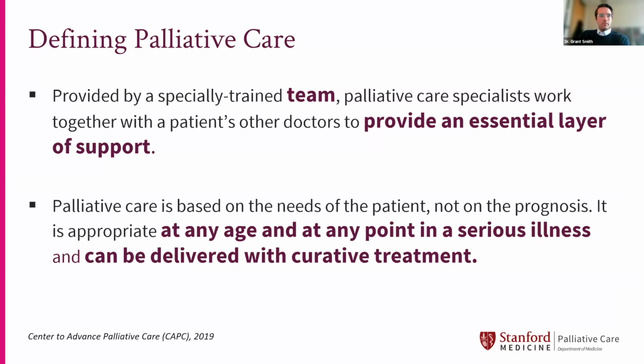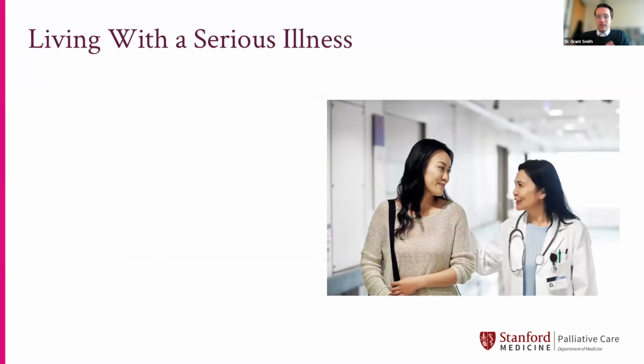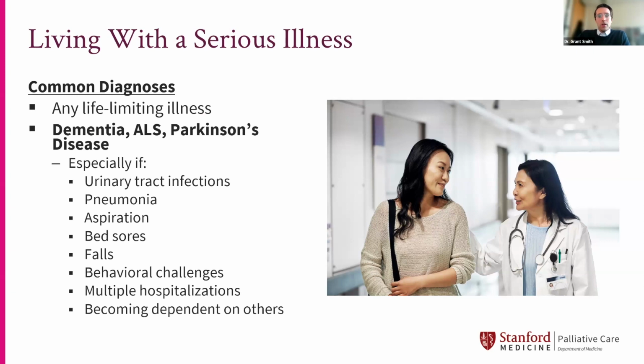So let me unpack a little bit of these phrases that we've mentioned. We talked about living with a serious illness, and I'm going to focus on dementia here, but certainly it can be other life-limiting illnesses like cancer, end-stage heart disease, lung disease, kidney or liver disease. But we see patients who have all different forms of dementia, ALS, Parkinson's disease, other neurologic illnesses.